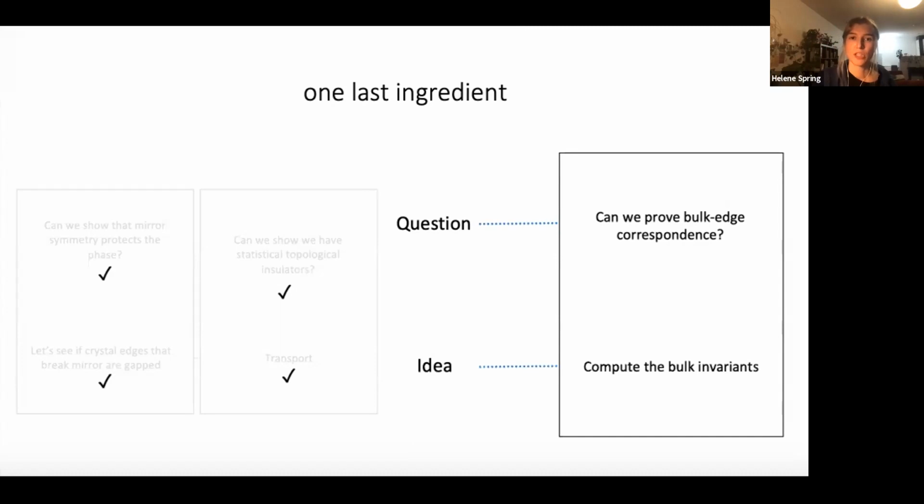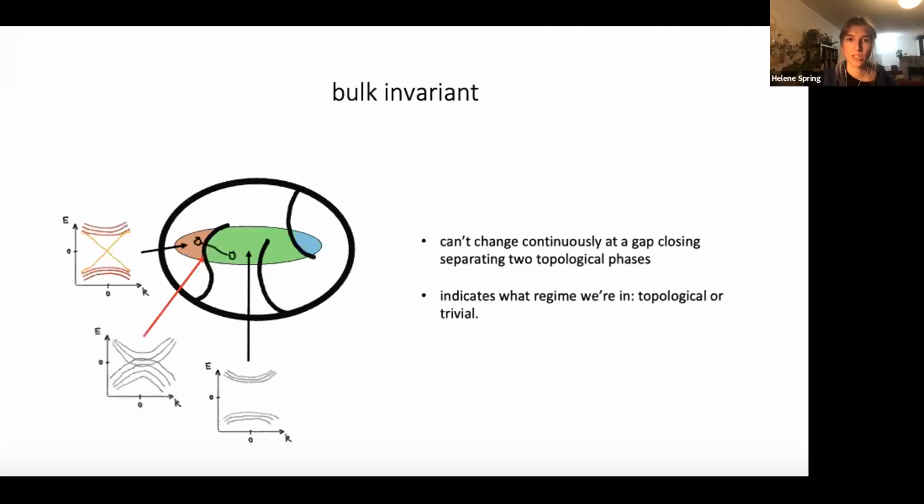To test this, we look at a bulk property called the bulk invariant. So what is a bulk invariant? It is a special quantity that changes abruptly at a topological phase transition, so when the gap closes, and changes nowhere else. It's a mathematical expression constructed out of the features of a system that tells us, depending on its value when we calculate it for certain parameter choices, whether the model is in a trivial regime or in a topological regime. So it's kind of like a topological indicator.